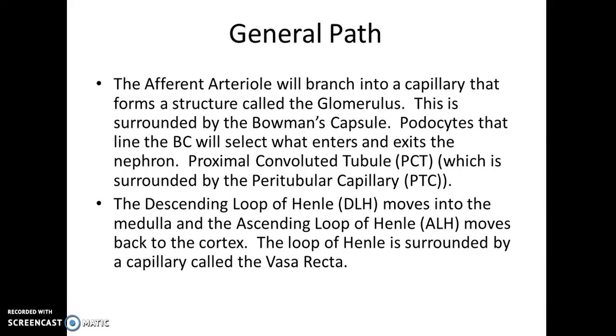The filtrate will enter the proximal convoluted tubule, which is surrounded by the peritubular capillary, right there. The filtrate will then move down to the descending loop of Henle, which moves into the medulla, and the ascending loop of Henle, which moves back to the cortex. The loop of Henle is surrounded by a capillary called the vasa recta. And I'm running out of time, so we're going to have to end it right there.